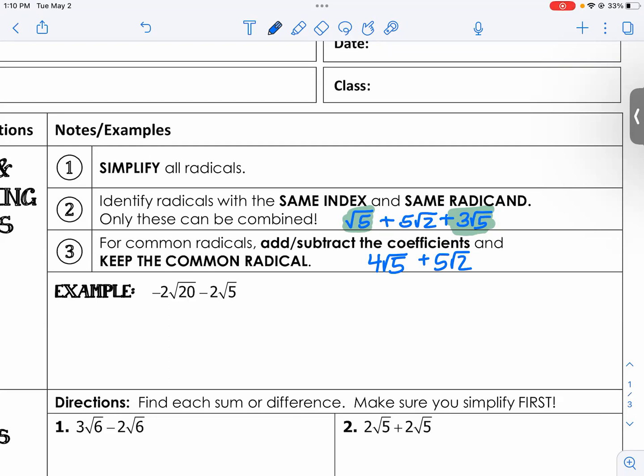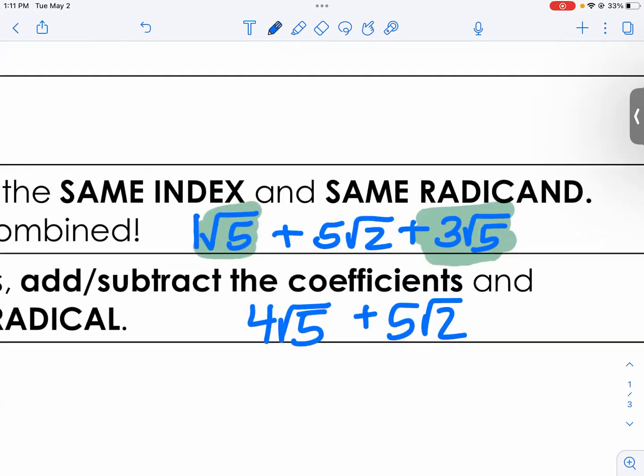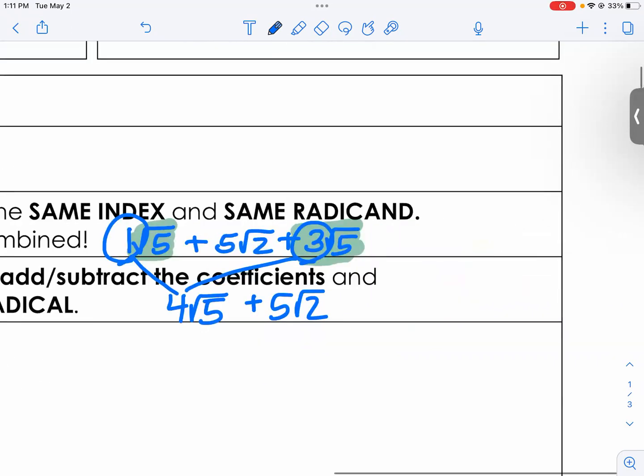You understand what I'm saying here? Picking up what I'm putting down? So this is like a 1 radical 5. And so we take the 1 and the 3 and we add them to get the 4 and we keep the radical 5. Much like if we had x plus 3x, it would add to be 4x. Do you see what I'm saying there? In the same way, as 1x plus 3x is 4x, 1 radical 5 plus 3 radical 5 is 4 radical 5. Okay. Just a little comparison there, okay?